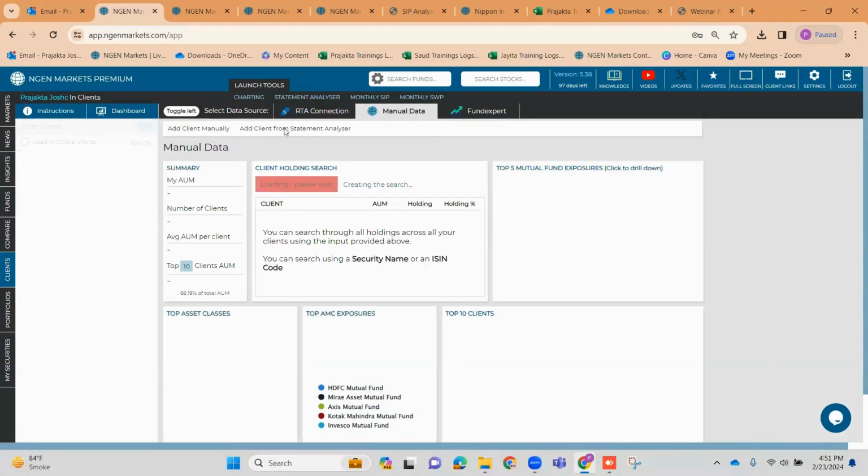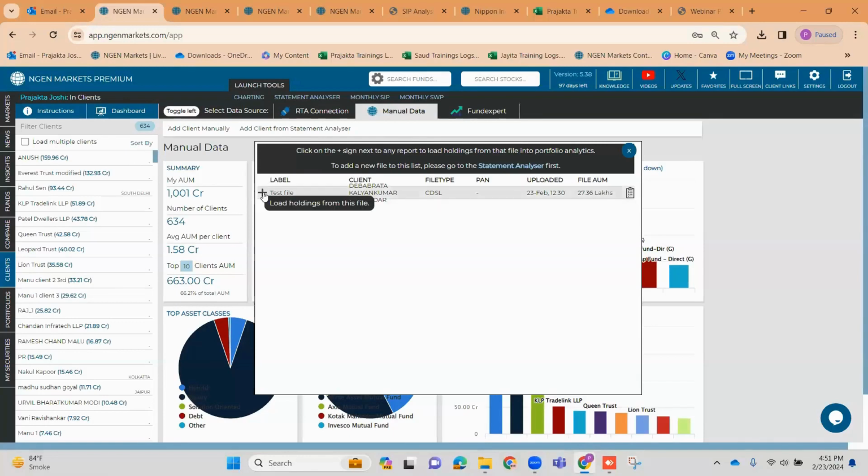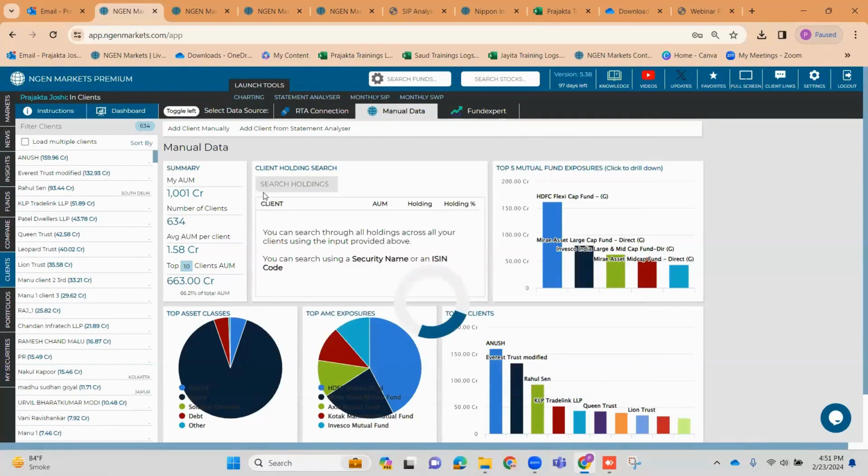Yeah. So you click on add client from statement analyzer. You click on this load holdings from this file.